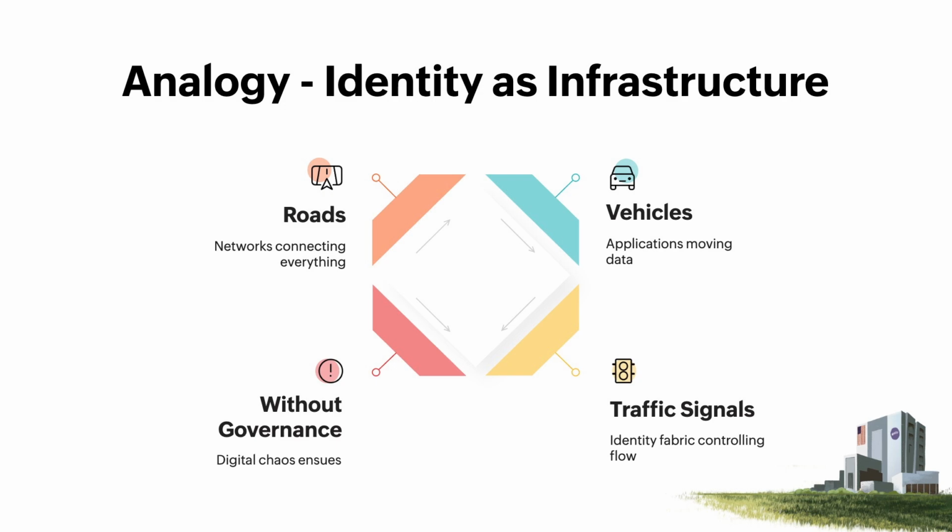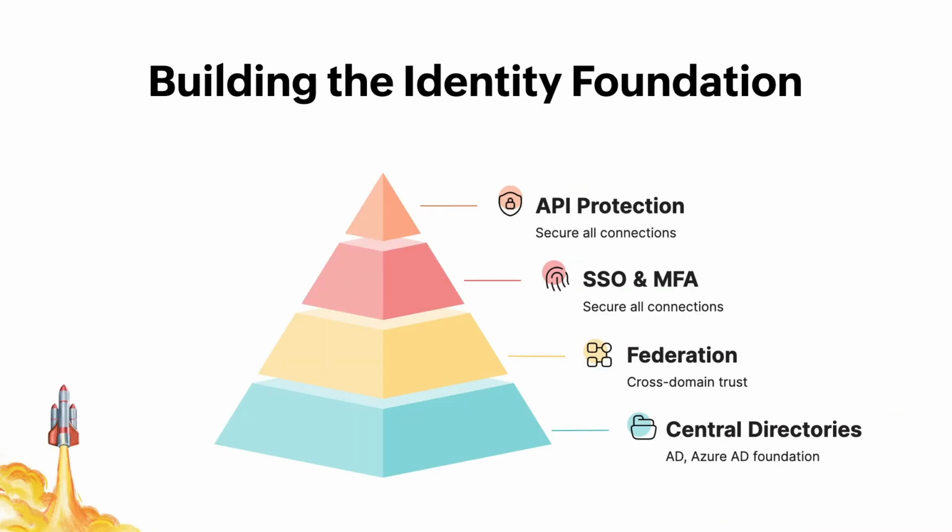Okay, so with roads and vehicles on them, if you do not have traffic signals, and by traffic signals I mean proper identity and access management controls in place, then we are talking about a digital gridlock here or even collisions. So this is why IAM has to be in place when you are even thinking of bringing all your identities under one roof and governing them using various contextual policies. This is typically going to be your digital backbone.